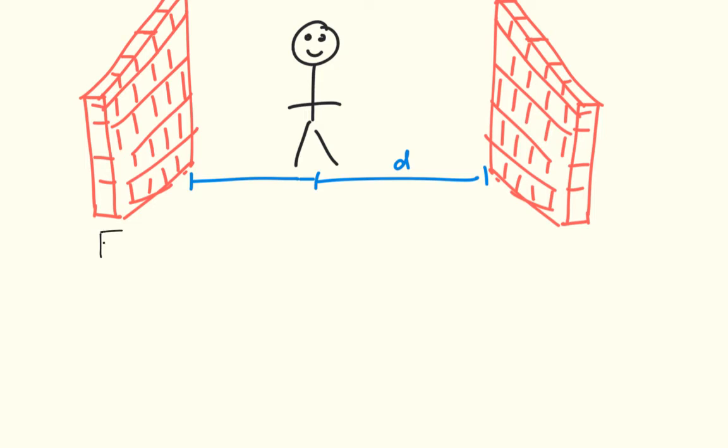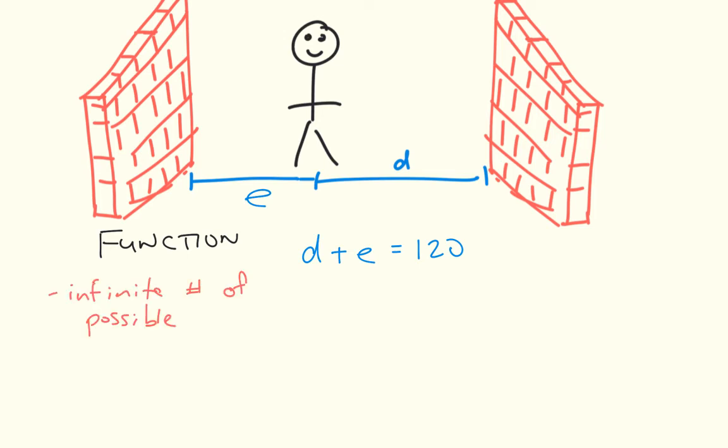So then, what is a function? We've talked about expressions, we've talked about equations. A function is what happens when we make an equation that has more than one variable in it. Right? If we said, well, the distance between the walls we're going to call d plus e. Now again, that's just an expression, could be anything. But if we make an equation out of this expression that has two variables in it, we say, well, we know that I'm standing somewhere between these two walls, and I know that the distance has to add up to 120.